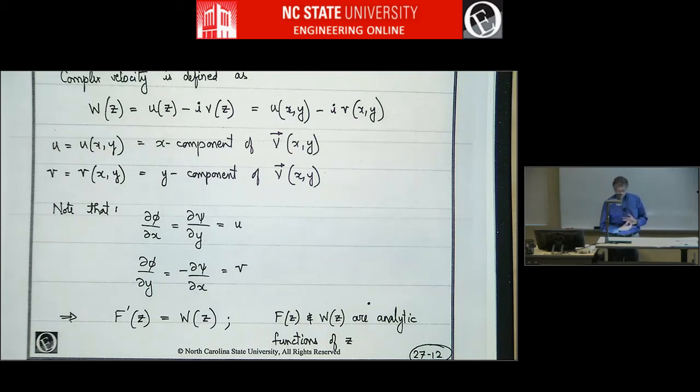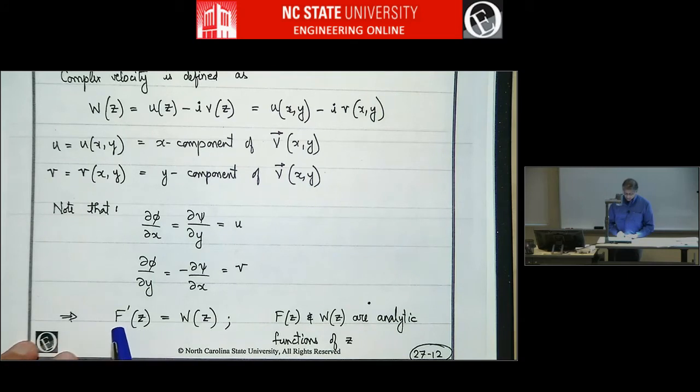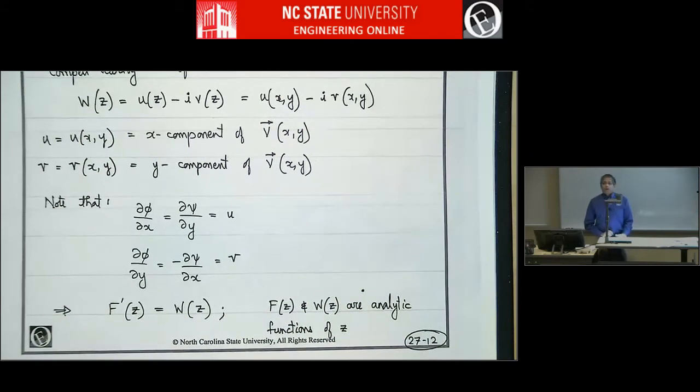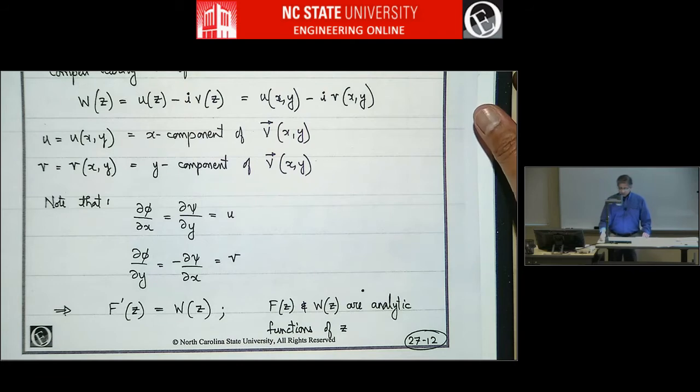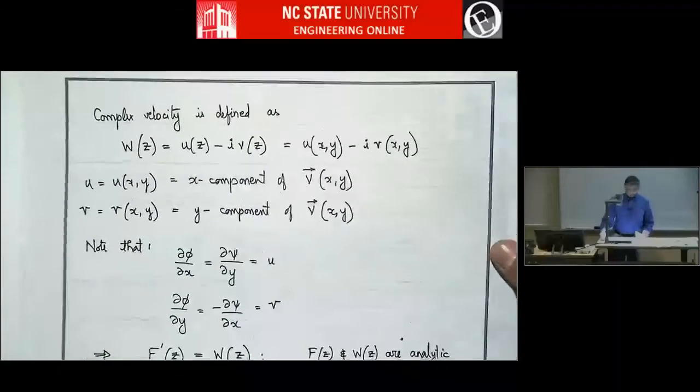So essentially, the derivative of the complex potential is the complex velocity. And f of z and w of z are both analytic functions of z, because analytic functions satisfy those properties of stream function and velocity potential.